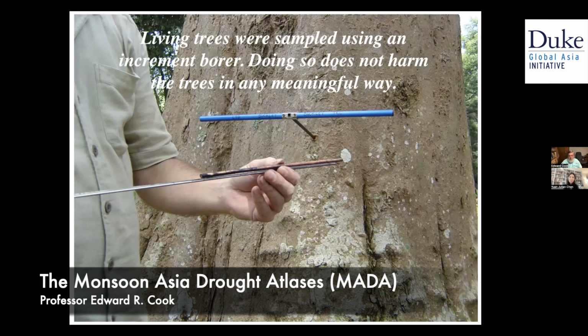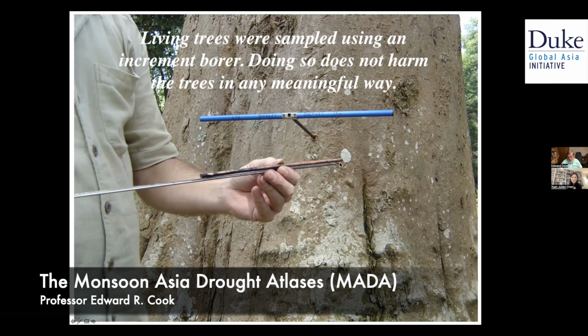It's very important to emphasize that. Living trees are typically sampled using an increment borer, this long metal tube with a cutting tip on the end and a handle for turning the borer into the tree. In so doing, you can extract a long dowel-like core of wood from the tree.